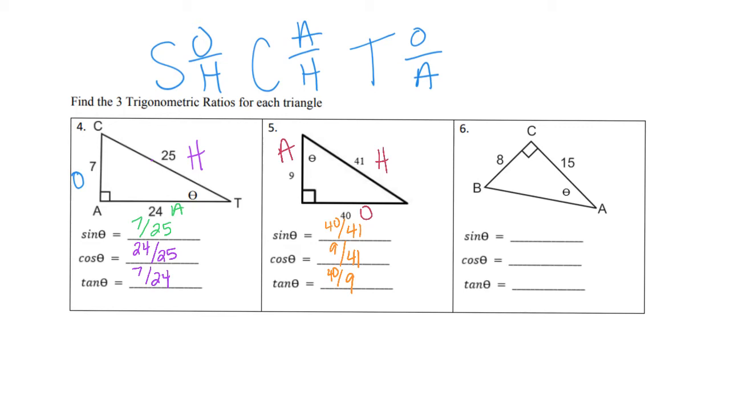All right, so try number 6. I'm going to label the triangle. Oh, but there's one thing missing. If you notice on number 6, it is missing that hypotenuse. So let's do that together real quick.